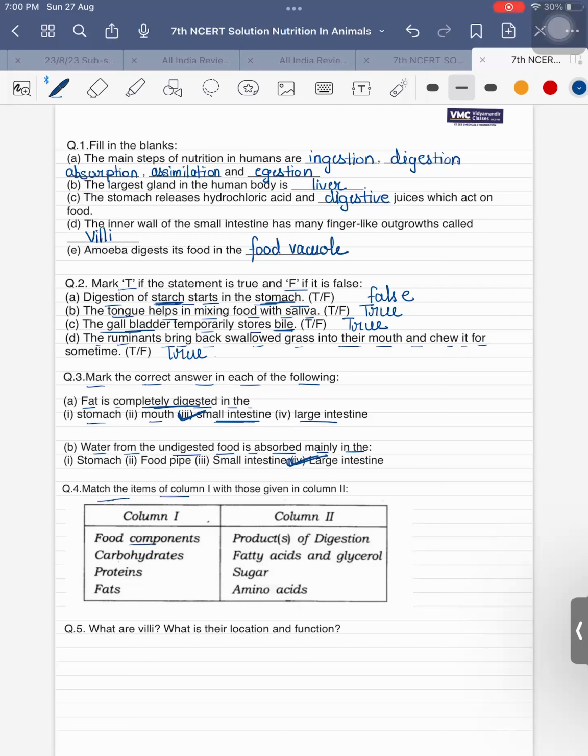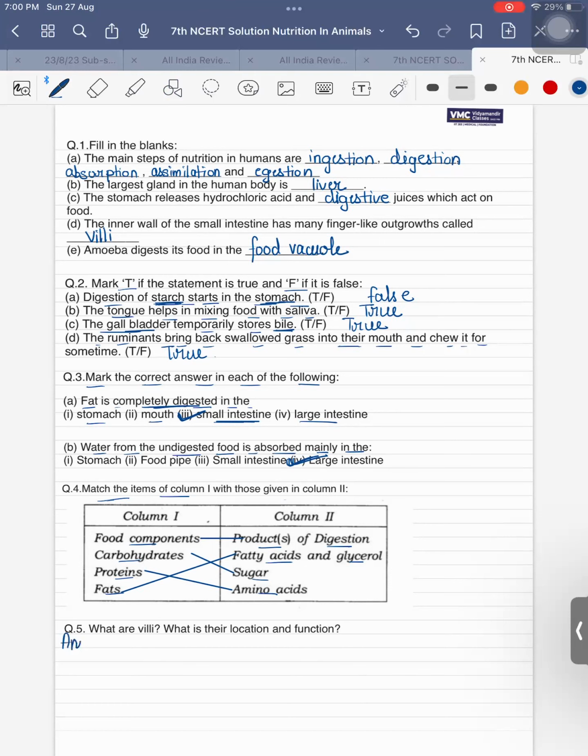Food components: carbohydrate, protein, fat. Products of digestion: fatty acid and glycerol, sugar, and amino acids. So let's start. We all know that carbohydrate gives sugar, protein gives amino acids, and fat gives fatty acid and glycerol. Next one, what are villi and what is their location and function?